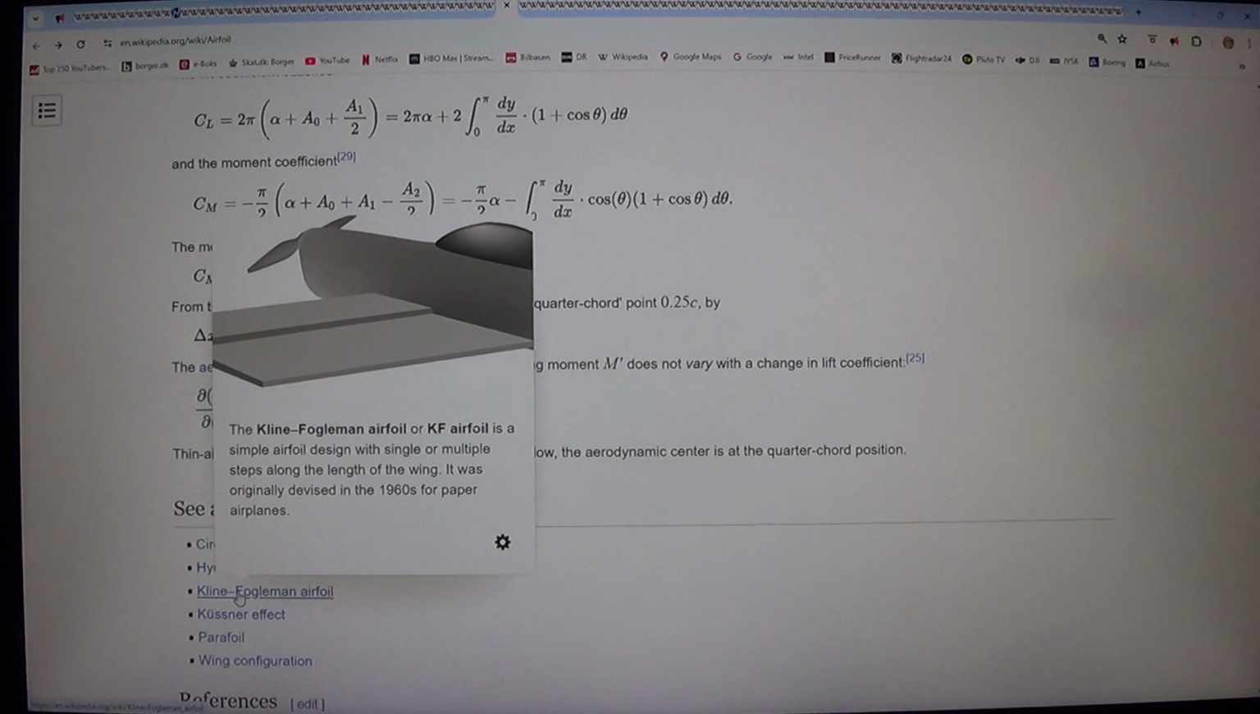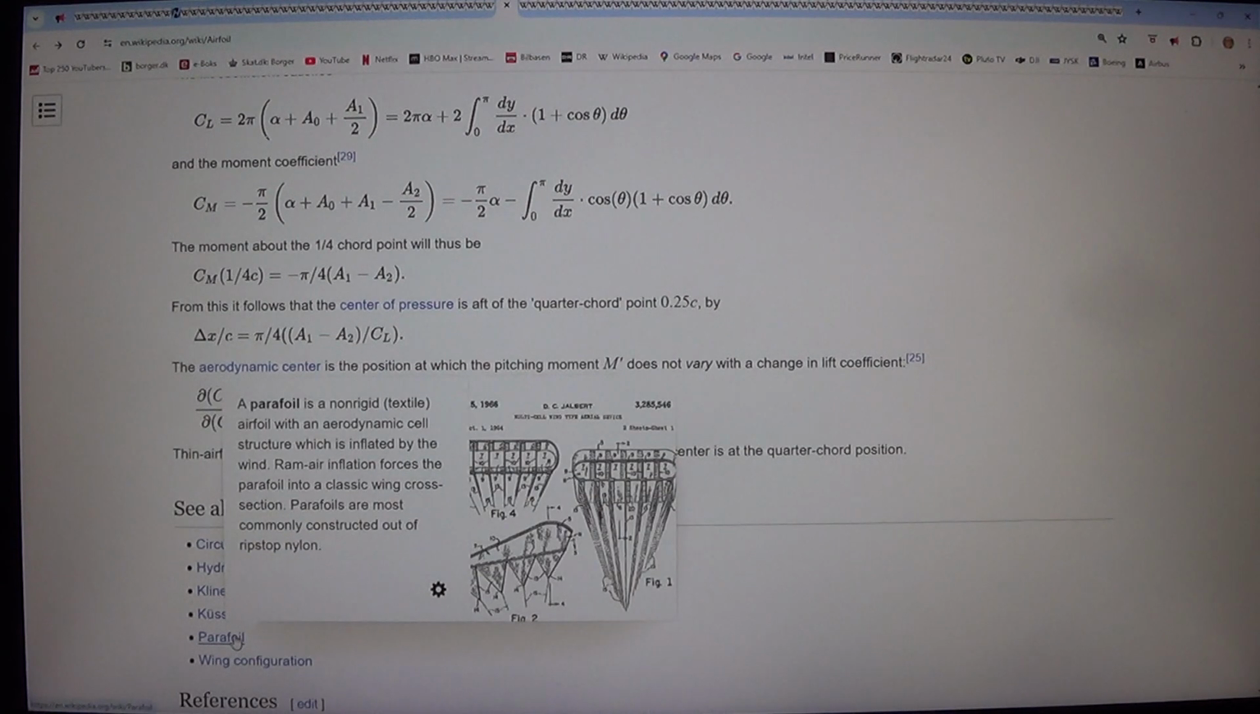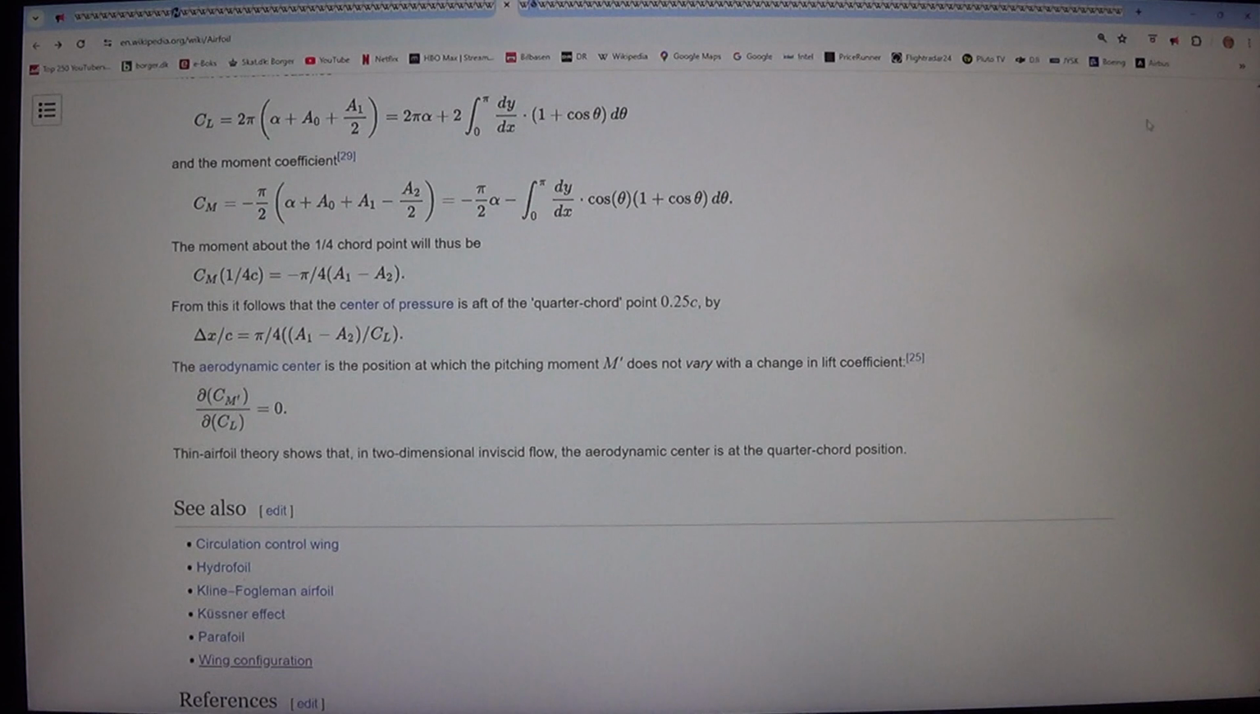Thus, gamma(x) must satisfy the convolution equation (alpha minus dy/dx) times V equals negative w(x) equals negative 1 over 2 pi, the integral from 0 to c of gamma(x') over (x minus x') dx', which uniquely determines it in terms of known quantities. An explicit solution can be obtained through first the change of variables x equals c times (1 plus cosine theta) over 2.